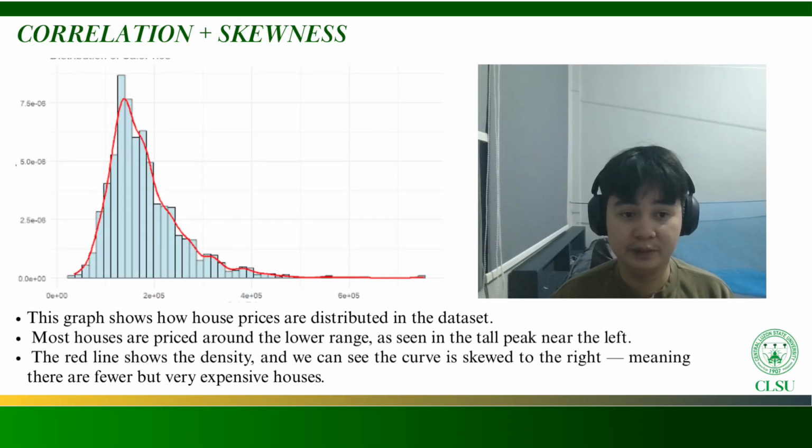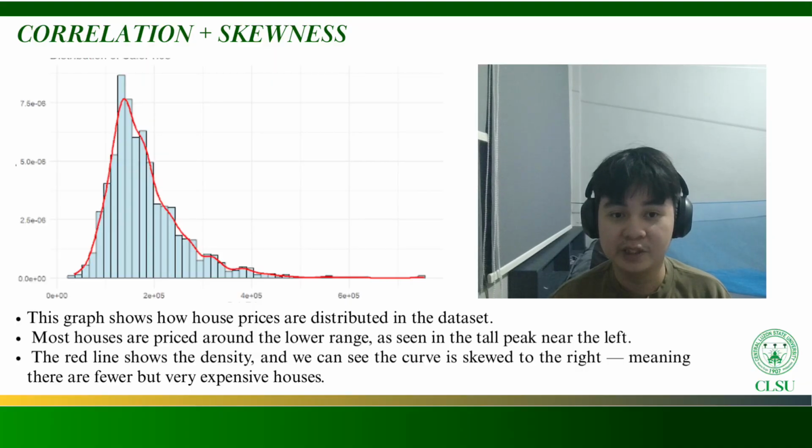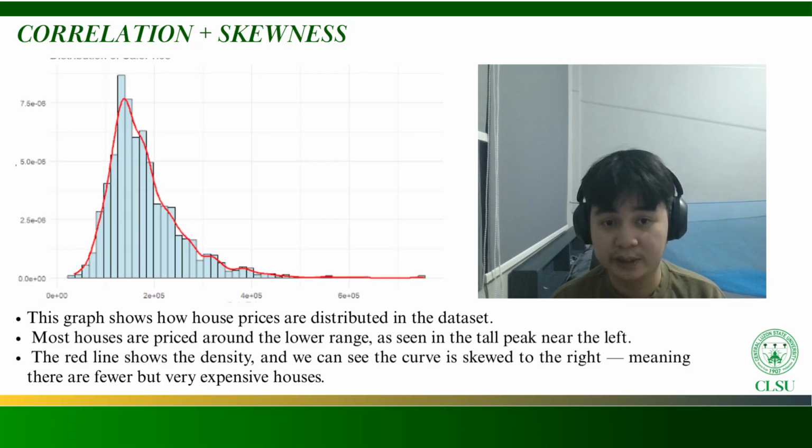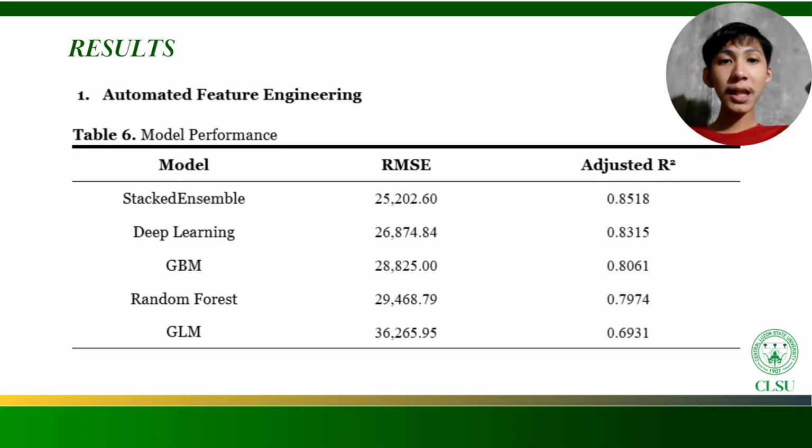On the second part, this graph illustrates how house prices are distributed in the dataset. As we can see, most houses are concentrated on the lower end of the price range, which is shown by the tall peak on the left side of the graph. The red line represents the density curve, and we can observe that it is skewed to the right. This means that while the majority of the houses are moderately priced, there are a few houses which have much higher prices, creating a long tail on the right side of the graph. In other words, expensive houses are less common, but they pull the distribution upward, resulting in a positive skewness. This kind of distribution is typical in real estate data, where luxury properties are rarer but significantly more expensive than average homes.